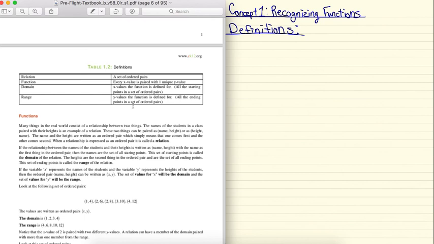So the very first definition is relation. That is written as a set of ordered pairs. Meaning anytime you have two things being compared showing a relationship, that's giving you a relation. Next is function.